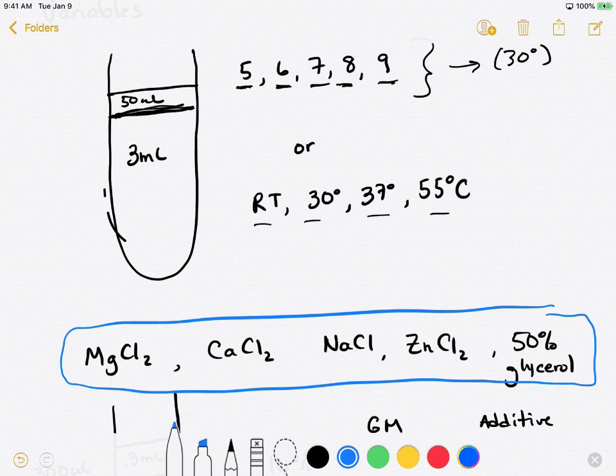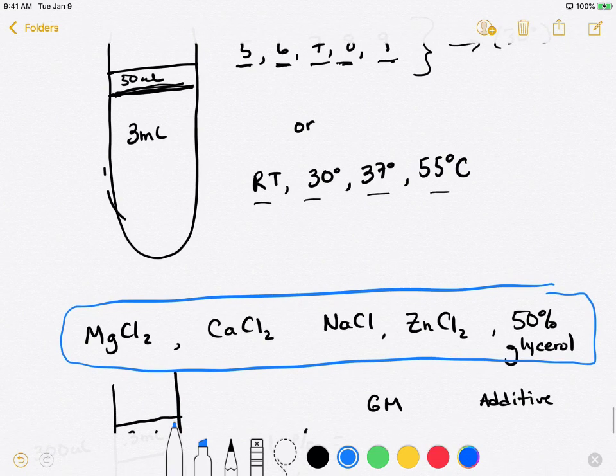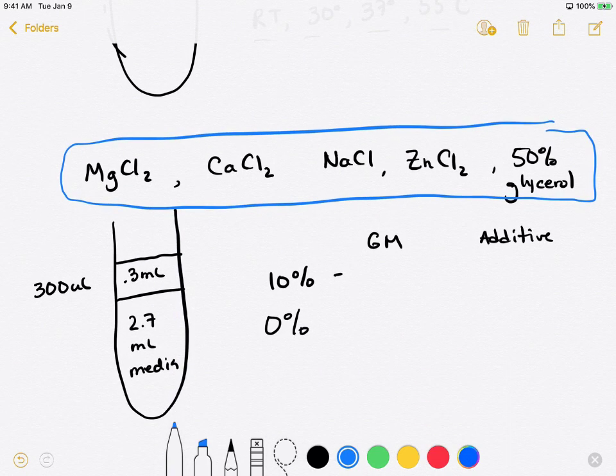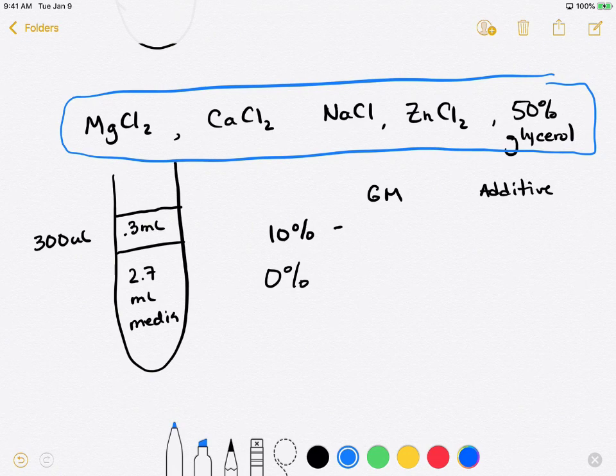You were just hoping that maybe one of these would increase your cellulase production. After choosing your additive, you were given a couple of different tubes. In those tubes, they contained 2.7 milliliters of media. You were being asked to add 0.3 milliliters, which would be 10% of the volume, of different variables. You should have created at least a 10% additive tube and a 0% additive tube.